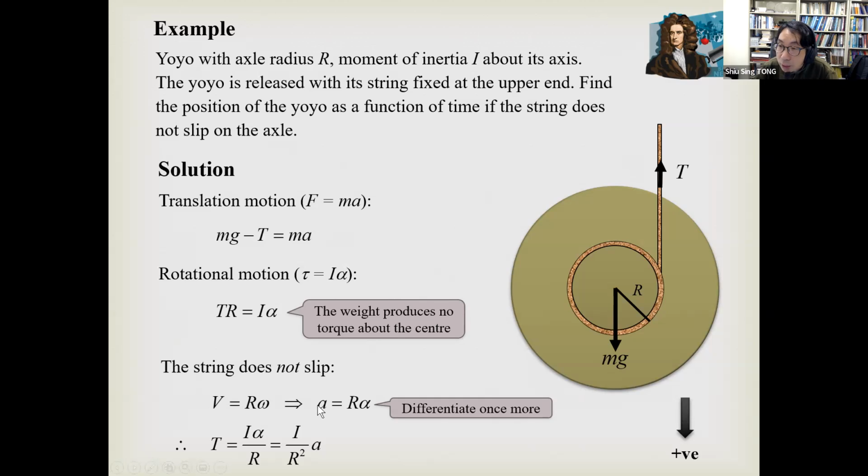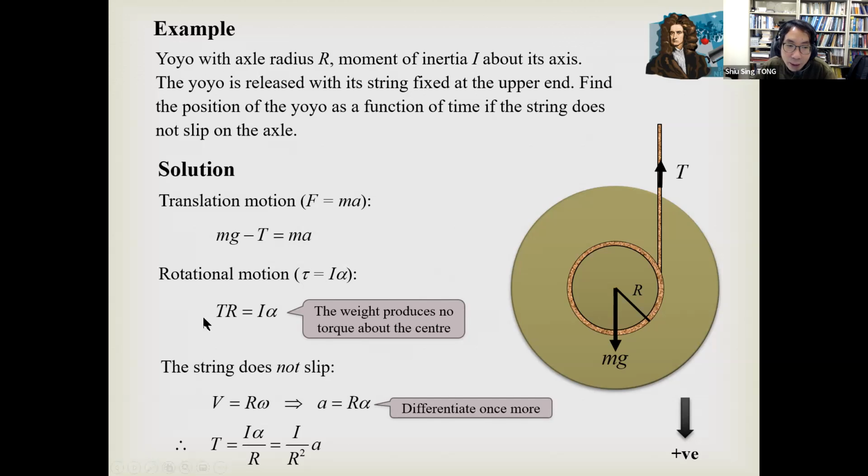Now I can differentiate it once more. If I differentiate v once more, it becomes the center of mass acceleration a. And if I differentiate omega once more, it becomes the angular acceleration alpha. So I have a equal to R alpha. Okay, but that exactly allows us to eliminate one of the variables in the above equations, because we now have the relationship between a and alpha. So we can eliminate one of the variables and solve the equations.